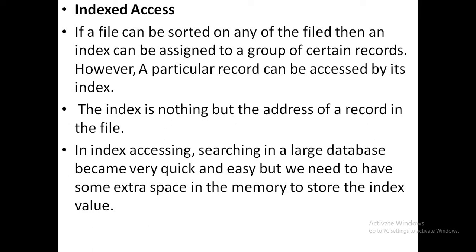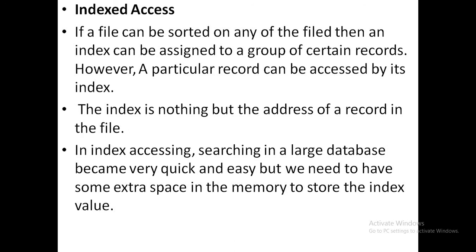By means of that address, we may reach a file or a topic easily. That address is called the index. So let's go through the notes. If a file can be stored on any of the fields, then an index can be assigned to a group of certain records. However, a particular record can be accessed by its index. The index is nothing but the address of a record in the file. As I have told you, the index is nothing but the address of a record in the file.